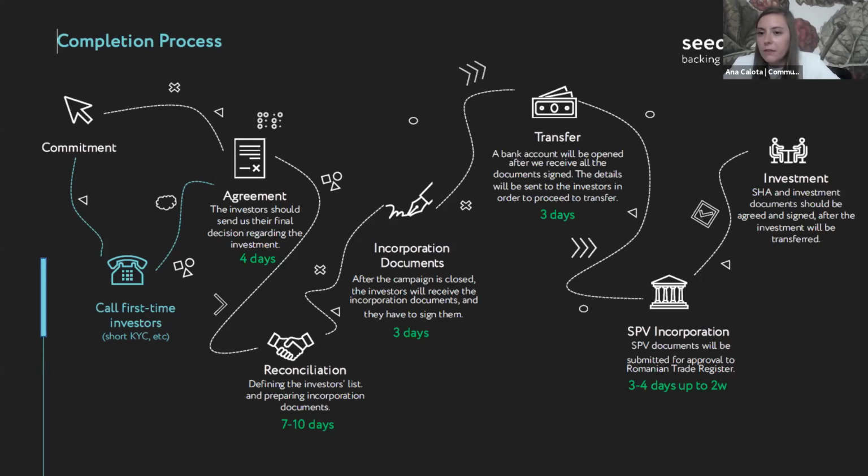We usually recommend the first-time investors to check the fiscal record for the Romanian investors, because if a Romanian investor has facts written in the fiscal record, then he or she, the investor, won't be able to be registered as shareholder. And then the whole process should be started from the beginning, signing the incorporation documents, making another transfer, so on. So the whole process can last up to 8 weeks.